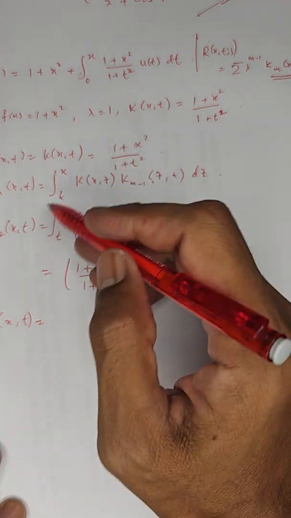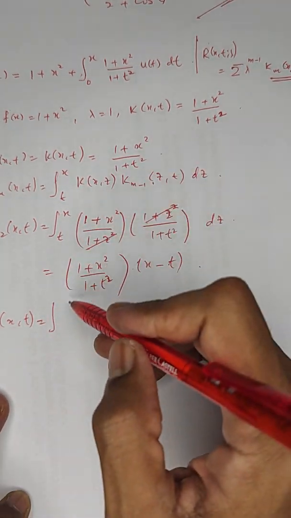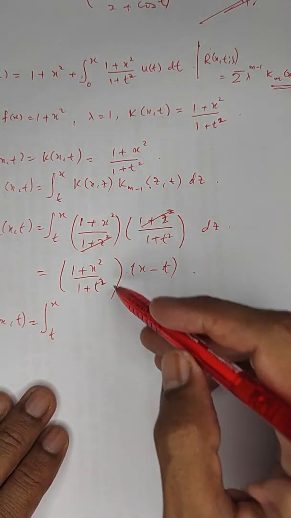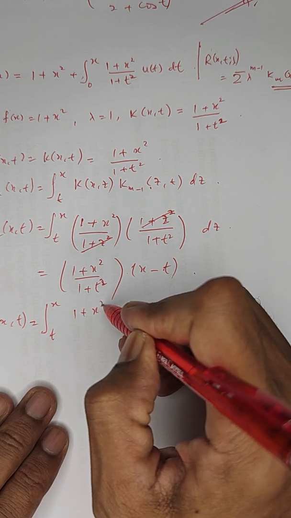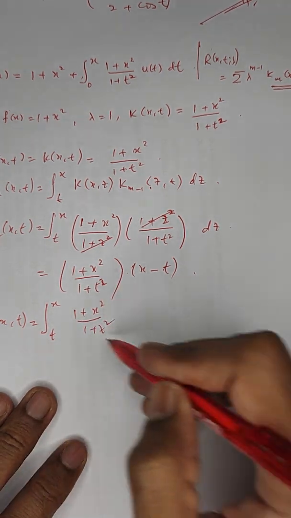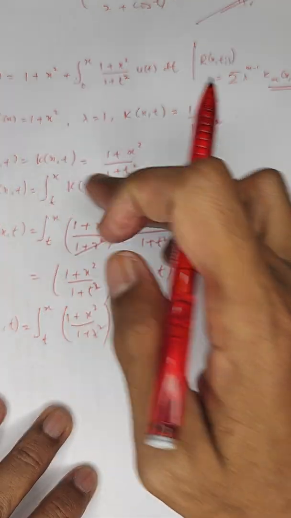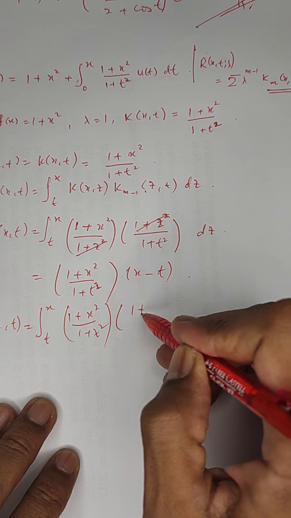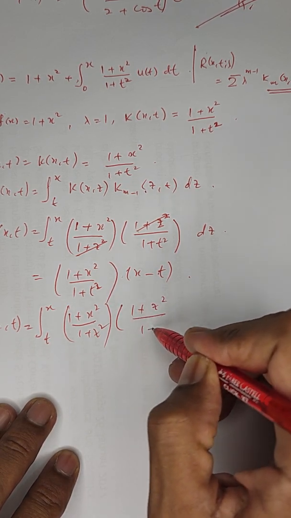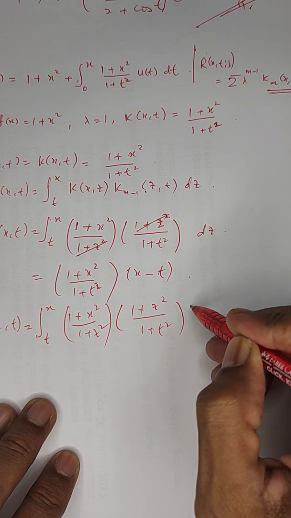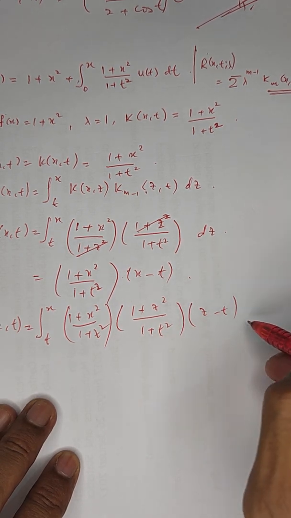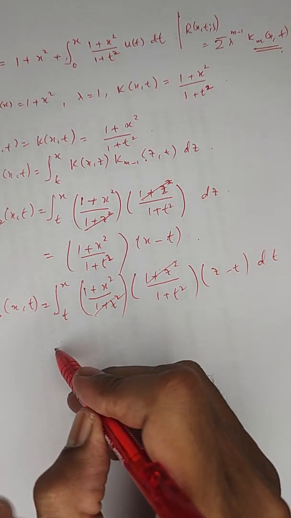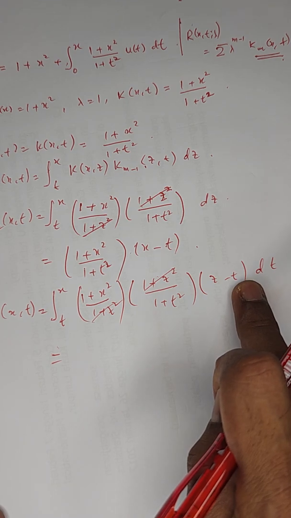K3(x,t) is we integrate from t to x. Our k(x,z) is (1 + x²)/(1 + z²), and k2(z,t), so we have (1 + z²)/(1 + t²) times (z − t) dz. Again, you can cancel this out. So you can take that out and we'll integrate just z.